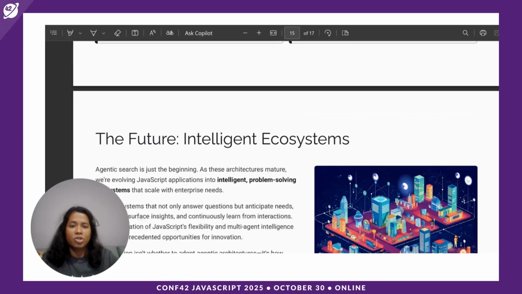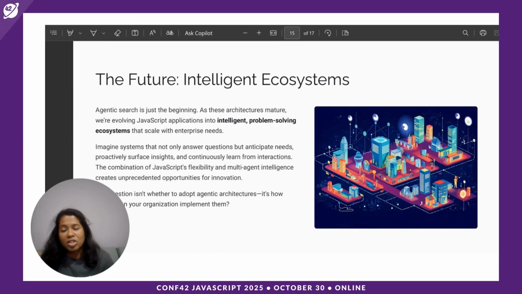So, how does the future look like? Agentic search represents the initial implementation of an intelligent problem solving ecosystem that scales with enterprise requirements. Future developments will enable systems that anticipate organizational needs, proactively surface strategic insights, and continuously learn from operational interactions. The convergence of JavaScript's flexibility with multi agent intelligence creates opportunities for innovation across multiple enterprise domains beyond information retrieval.